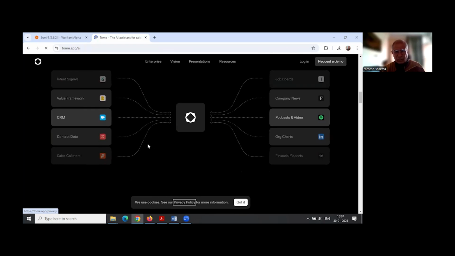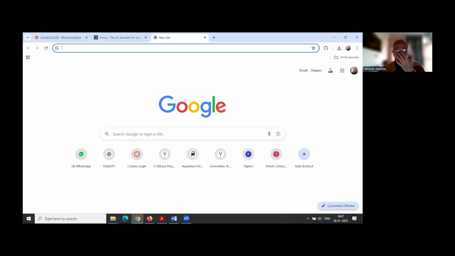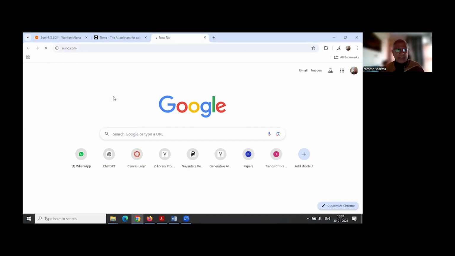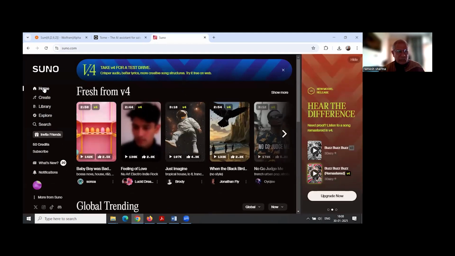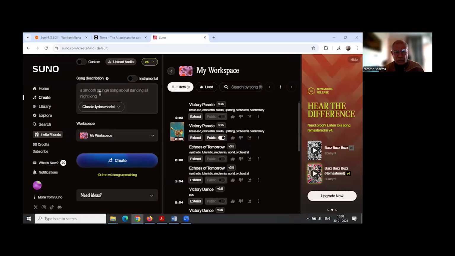It shows you how to use that for the discussion. Okay, if you want to create music, there is a good tool. It is suno.com. And it is quite easy. It will ask you to create your ID, but it is a free tool. So you click on create, and then it is asking you to describe your song.